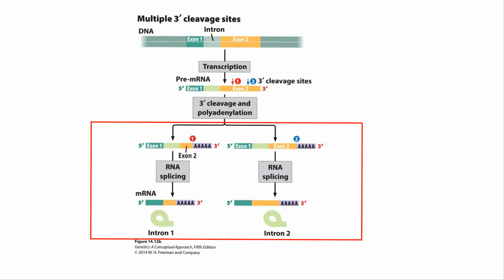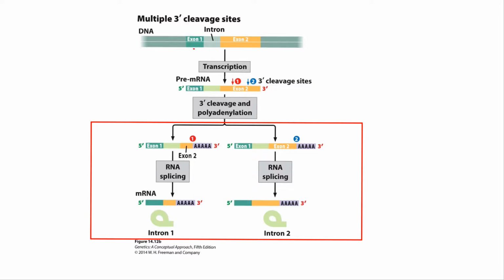I want to make sure that you understand the difference between a 3' cleavage site and a 3' splicing site. A 3' splicing site you find within each intron. A 3' cleavage site is at the end of the coding sequence, meaning at the end of the last exon of the gene.